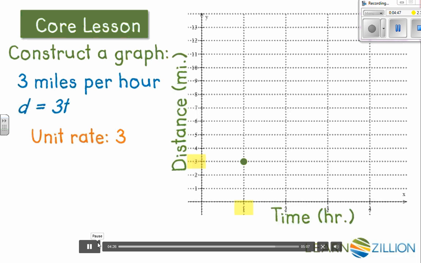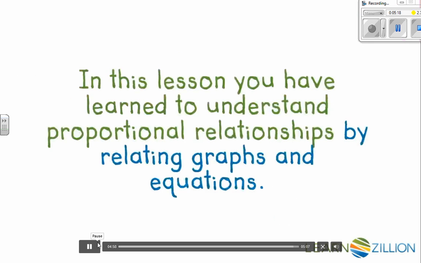Find 3 miles and 1 hour on the graph and plot a point there. Also, since it's 3 miles for every hour, we can get additional points using the unit rate. 3 more miles would take 1 more hour, and then 3 more miles than that would take 1 more hour again, and again. That's how we can use the unit rate to construct the graph. In this lesson, you have learned to understand proportional relationships by relating graphs and equations.